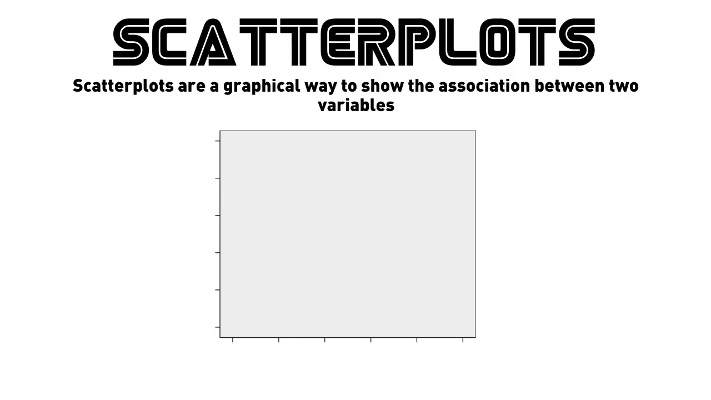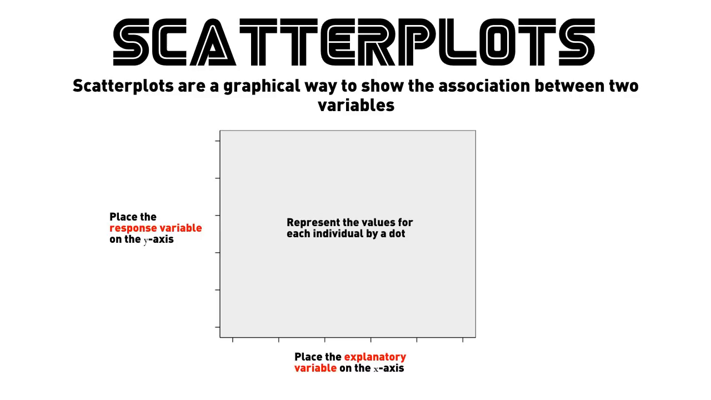Scatterplots are a graphical way to show the association between two variables. So here we have a graph panel. With correlations, we always put our explanatory variable on the x-axis, or horizontal axis. Our response variable goes on the y-axis. In the center, we represent values for each individual by a dot. The dot will be placed horizontally and vertically relating to their score on the two variables.